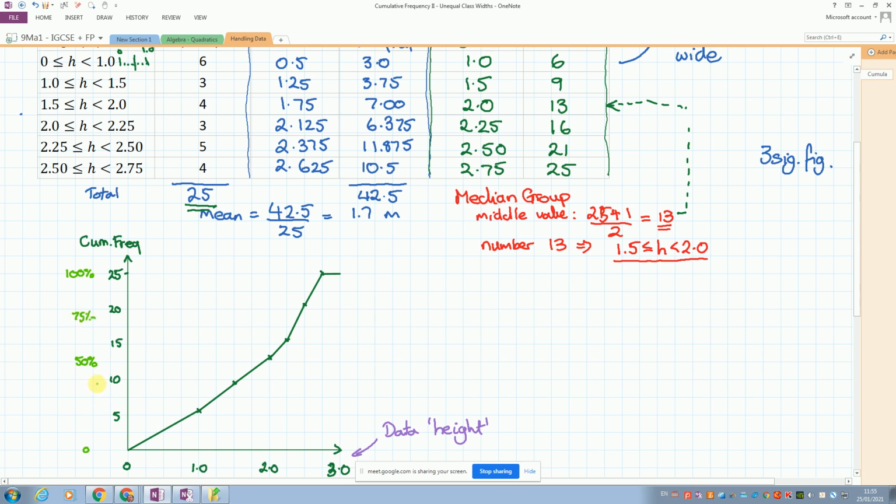Why do I need 75%? Yeah, so I can find the quartile. So I read across at 50% and skim down. And that looks about 1.9 metres. There's my median. So median is approximately 1.9, because it's only an estimate. Why is it only an estimate?